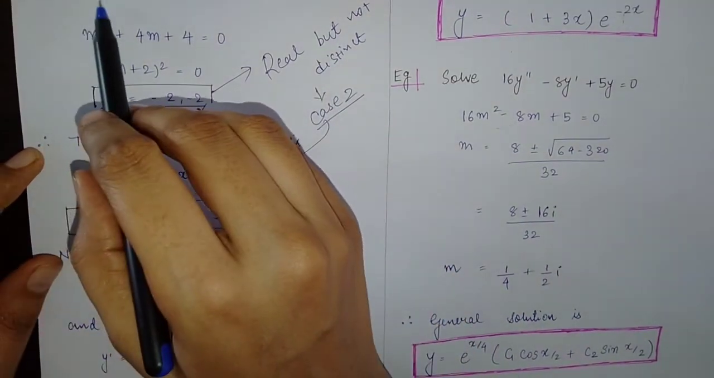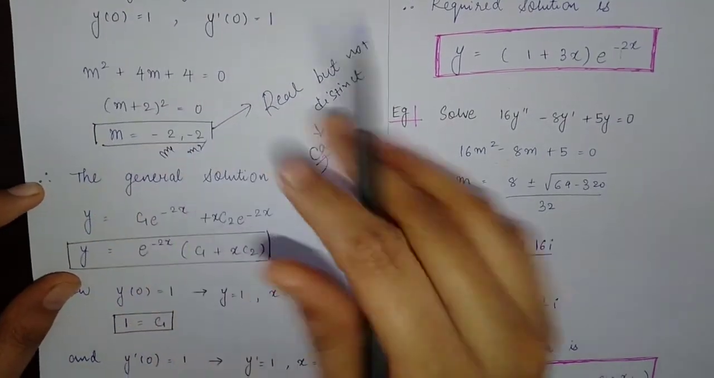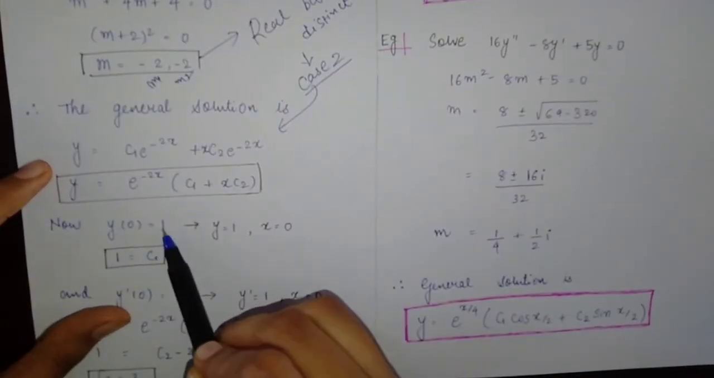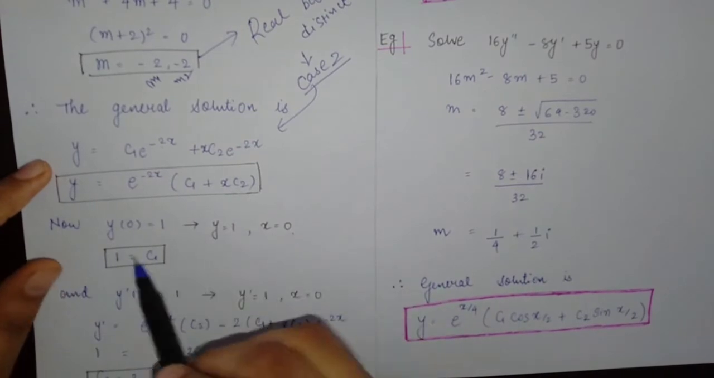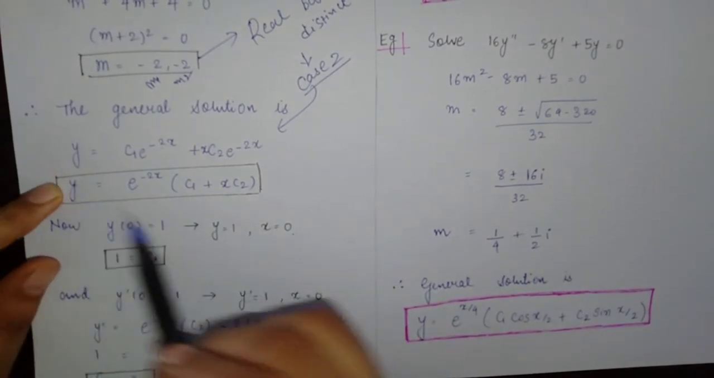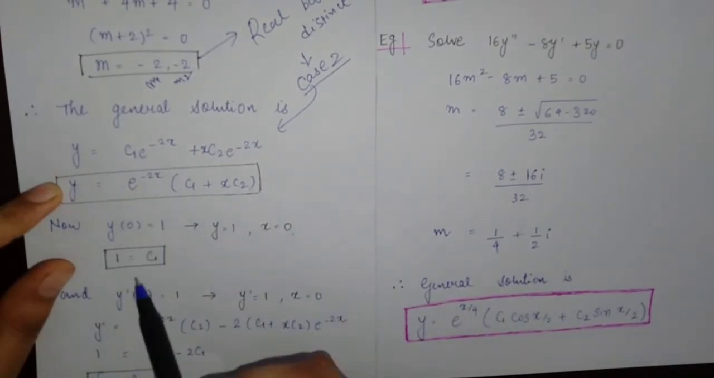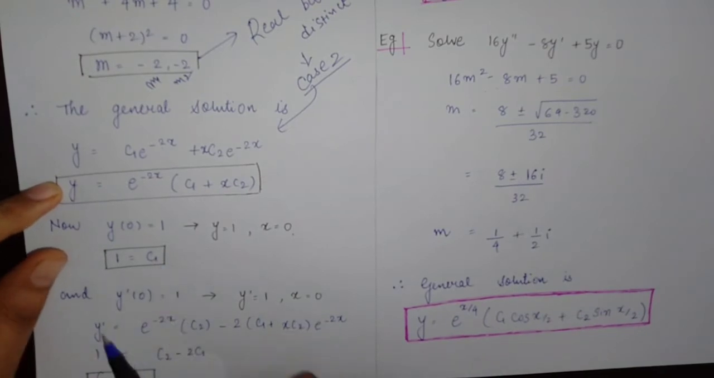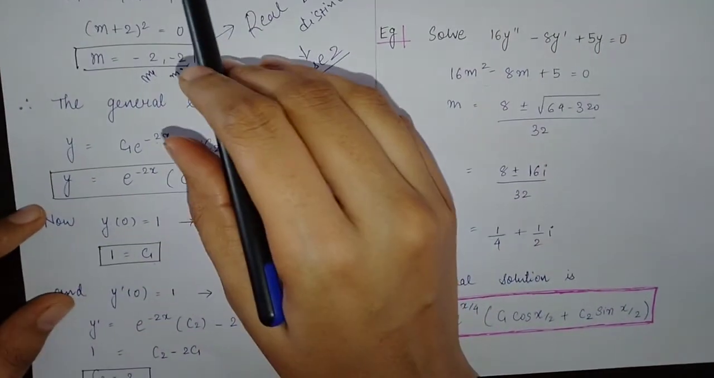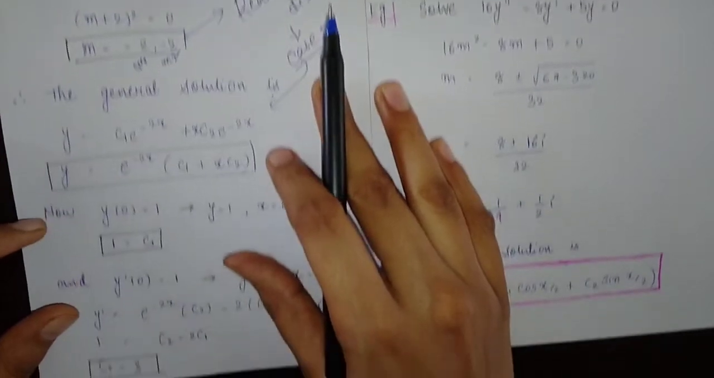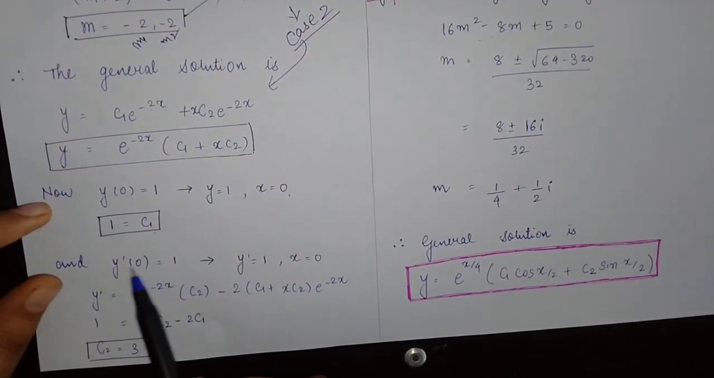Now what is given? y(0) is 1. It means that the value of y is 1 and x is 0. So if I put the values here, then y is 1. And if you put x equal to 0, then you will get c1 only. Similarly, you have to use y dash (0) equal to 1.